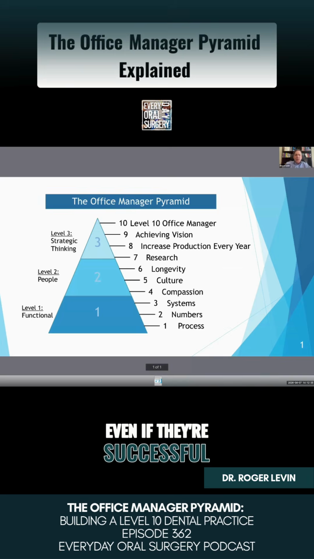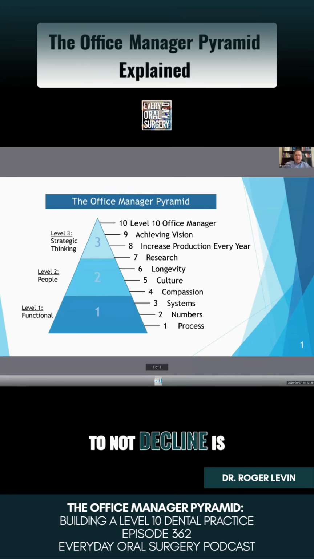Even if they're successful, they want to keep improving. And the best way to not decline is to keep growing. So at level 1, we have this process office manager. They're probably not going to change much. They're going to do the same things most days that they've always done. They're not going to contribute to the growth and development of the office. They're focused heavily on making sure we get through today and get the basics done, the basics they know to do.